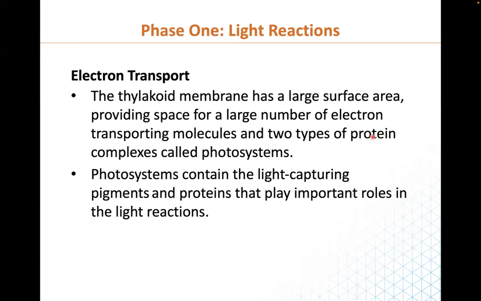So photosystems contain the light-capturing pigments. All of the light-capturing pigments we need in the process of photosynthesis are found in either photosystem 1 or photosystem 2. Also, there are special proteins which play several important roles in the light reaction.